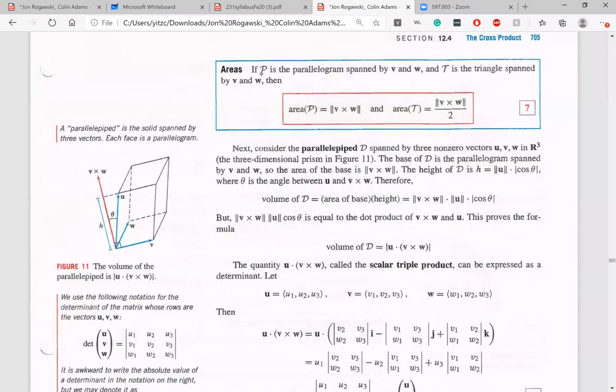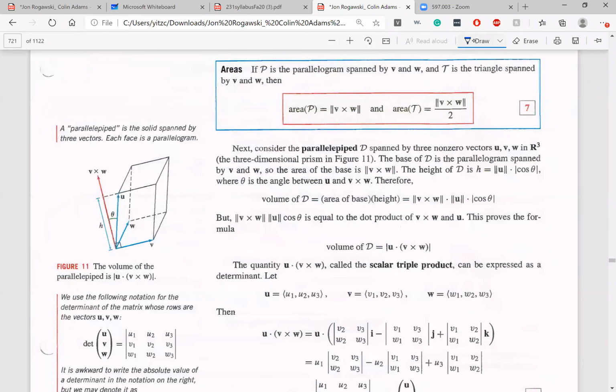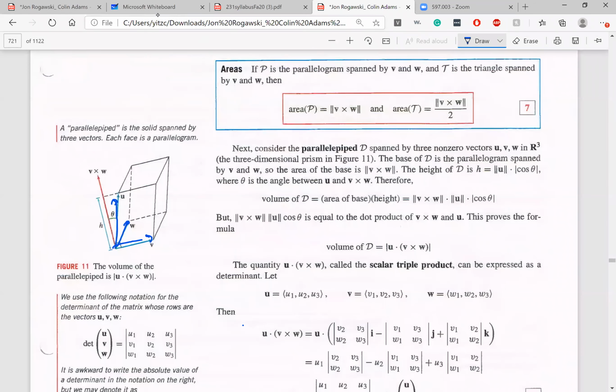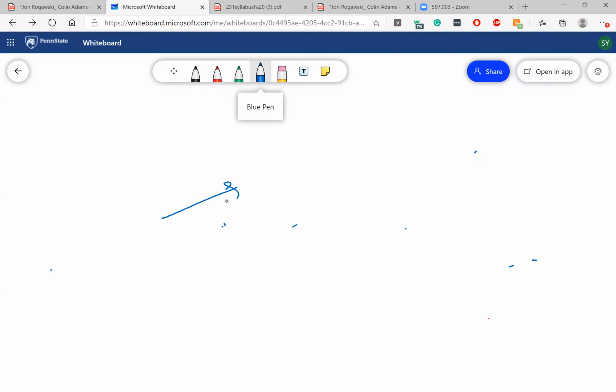We have three vectors, V over here, W here, and U over here. So V, W, and U. Now the V and the W create a parallelogram like we saw. And we can use the U to create a parallelepiped, which is something like this.